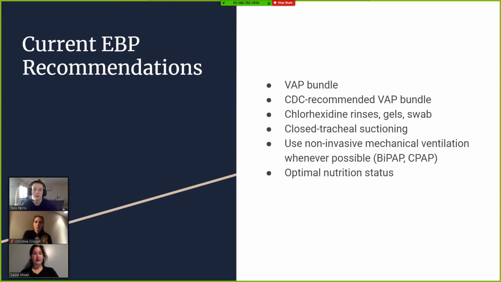The VAP bundle from the IHI includes DVT prophylaxis, which includes early ambulation, compression stockings, intermittent compression devices, and pharmacological prophylaxis, which would be a medication like heparin. They recommend a daily sedation vacation, which is when you turn off the sedation and then wait until the patient fully awakens and the mental status can be determined.